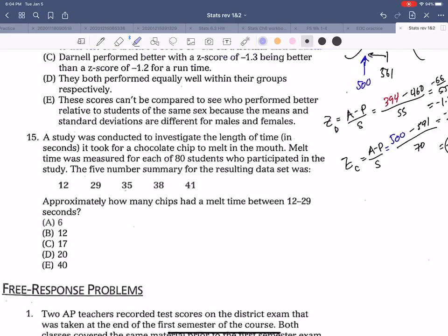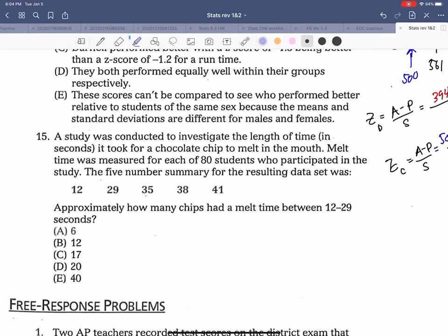Nice. Last question. A study was conducted to investigate the length of time it took to melt chocolate chips in your mouth. The melt time was measured for 80 students who participated. Here's their 5-number summary. These are in seconds. Approximately how many chips had a melt time between 12 and 29?